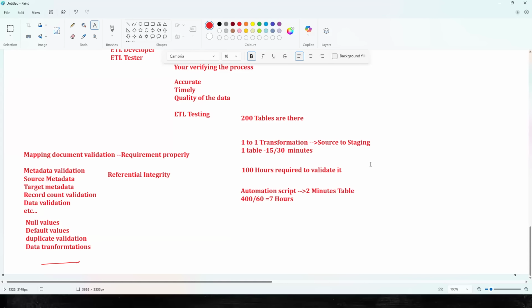Are you with me? Where is 7 hours? Where is 200 hours? Where is 100 hours? Why are the companies moving towards automation? Is this the requirement? Now I'll give you one more use case, and then you will understand it.